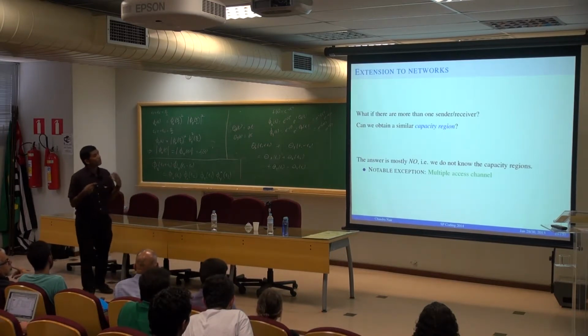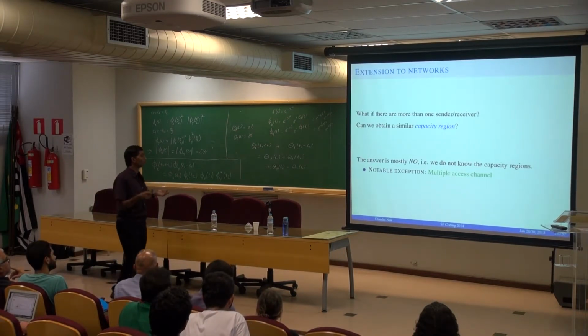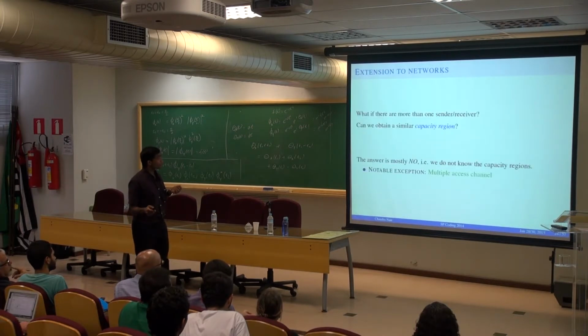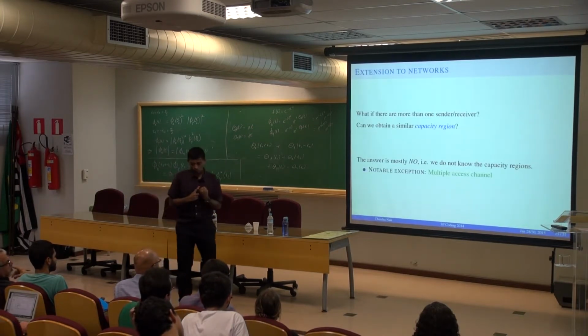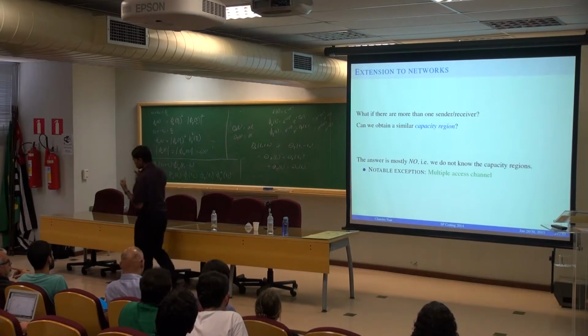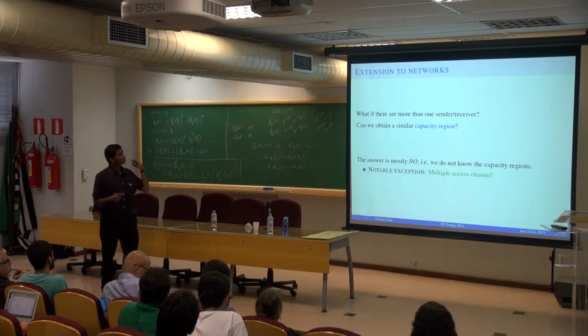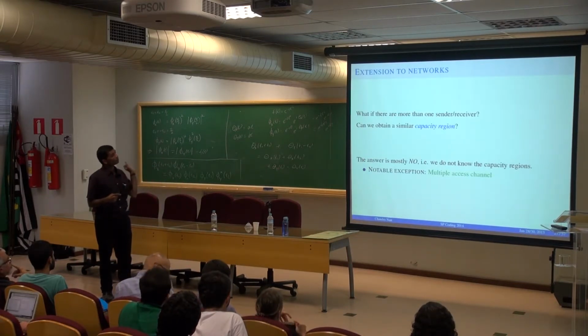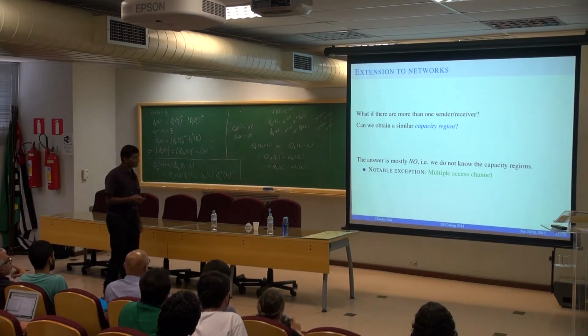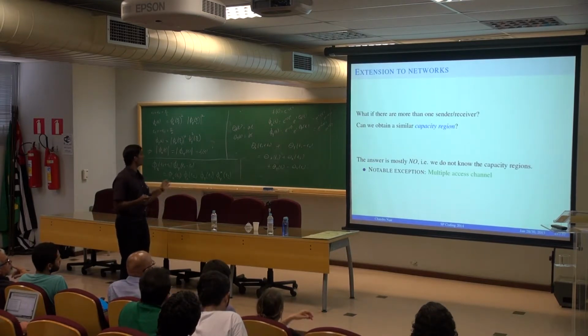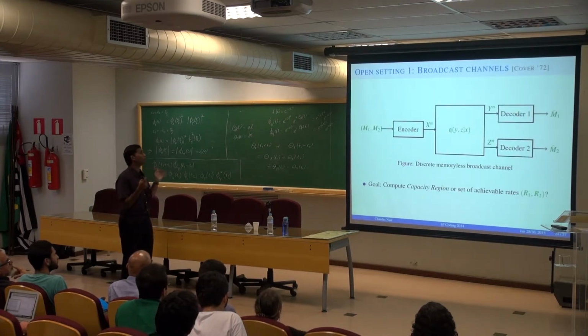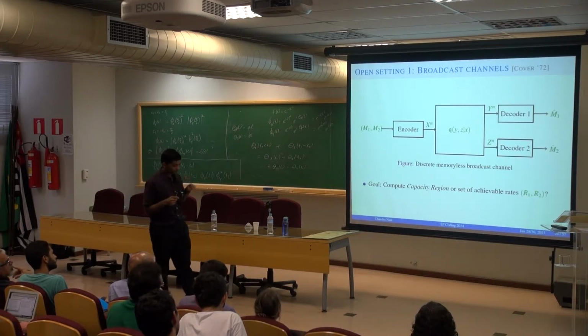There's an exception: the multiple access channel is solved to a large extent. So I'm going to show you what I would say are the two most basic multi-user problems whose capacity we don't know. One is the broadcast channel. It's been brought up in a few talks, so let me formally define what a broadcast channel is.